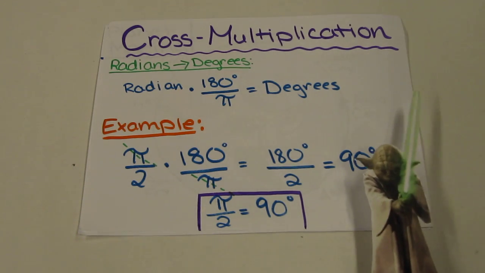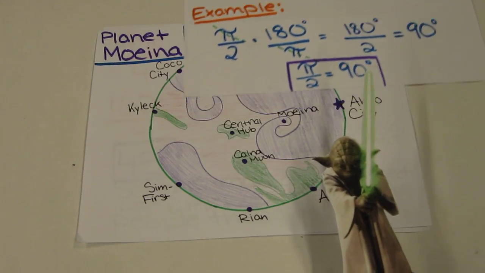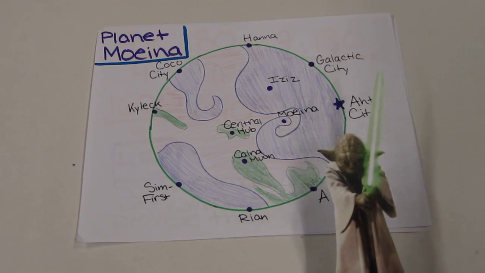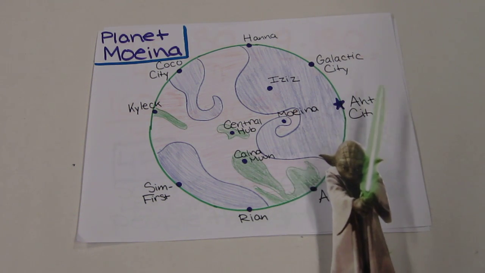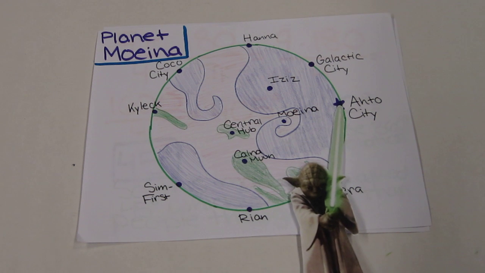In my youth, a man there was. He lived on the planet, and he said, "I started off in the city of Otto, and I walked to the city located at 9 pi over 4. What city did I end up in?"